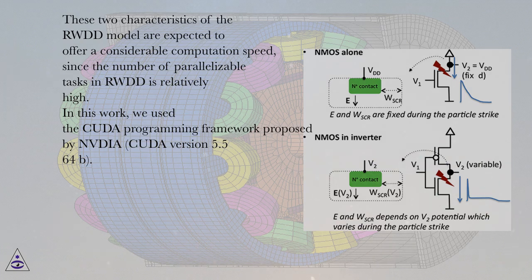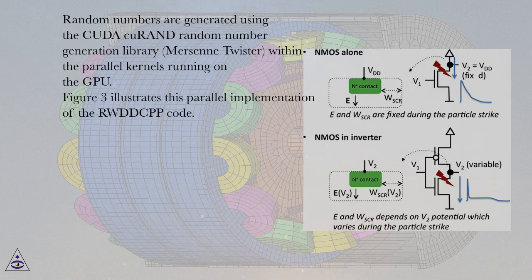In this work, we use the CUDA programming framework proposed by NVIDIA, CUDA version 5.5 64-bit. Random numbers are generated using the CUDA CURAND random number generation library, Mersenne Twister, within the parallel kernels running on the GPU. Figure 3 illustrates this parallel implementation of the RWDD C++ code.